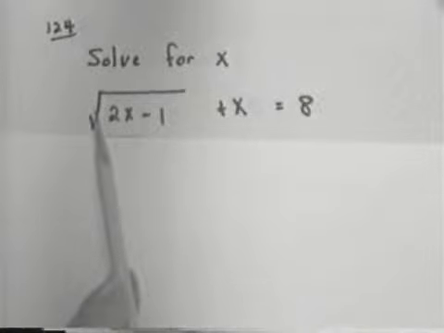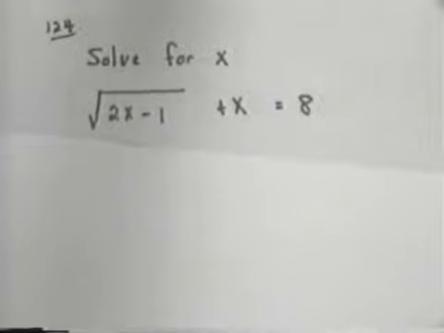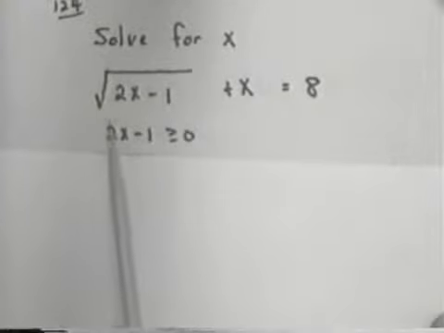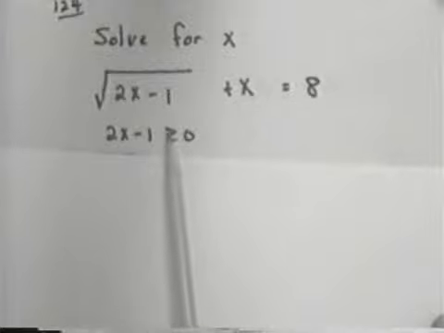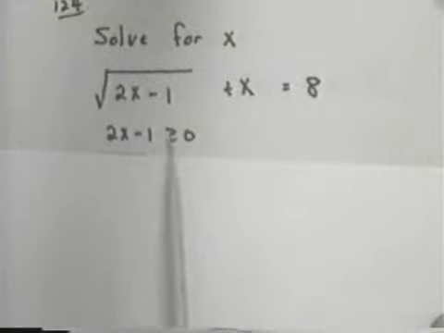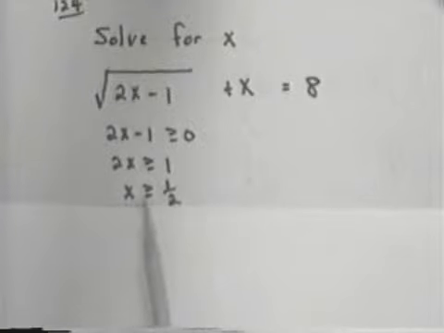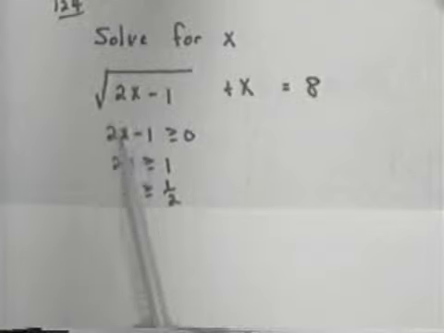Since I have an even index, I do have to worry about restrictions. So I need to say that the radicand 2x minus 1 is positive or 0, which means that 2x minus 1 is greater than or equal to 0. Add 1 to both sides to get 2x is greater than or equal to 1. Divide by 2 to get x is greater than or equal to 1/2. So the values of x that we pick must be greater than or equal to 1/2.